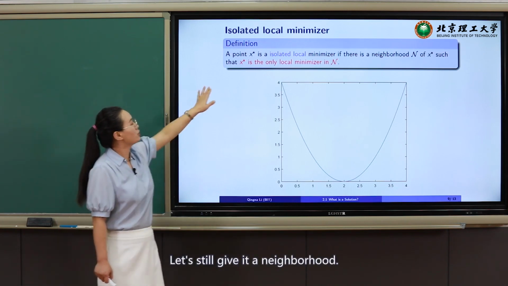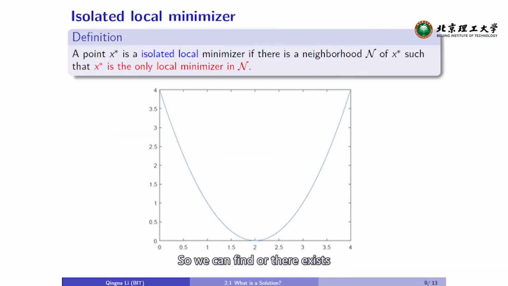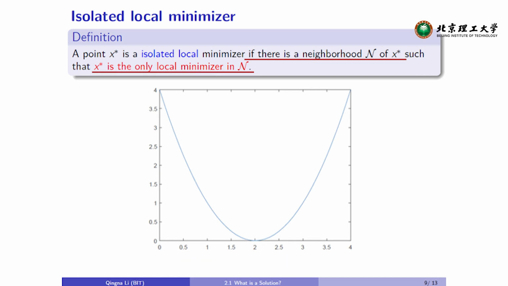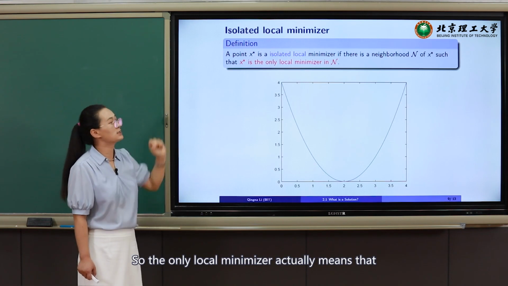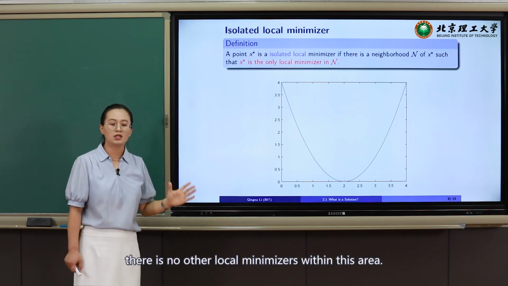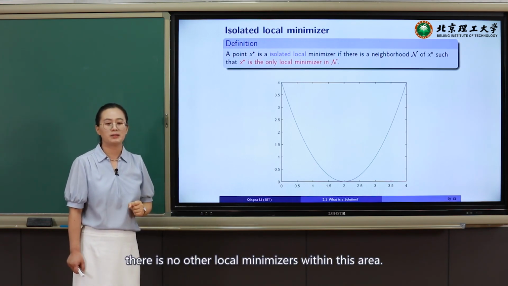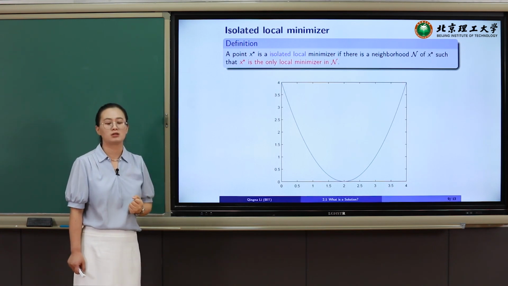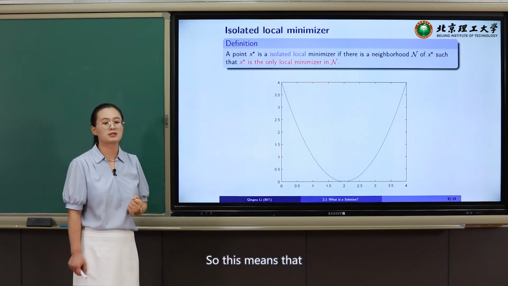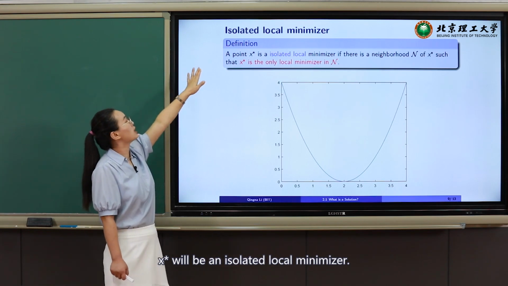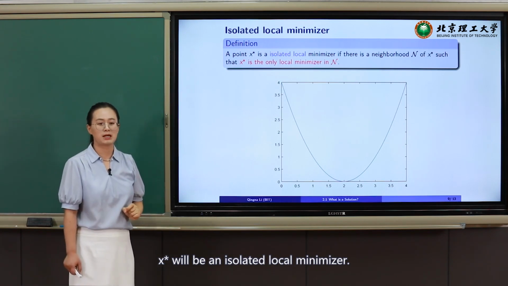Let's still give it a neighborhood, all right? So there exists a neighborhood of this x star, and within this neighborhood, x star is the only local minimizer. The only local minimizer means that there are no other local minimizers within this area. So this means that x star will be called an isolated local minimizer.